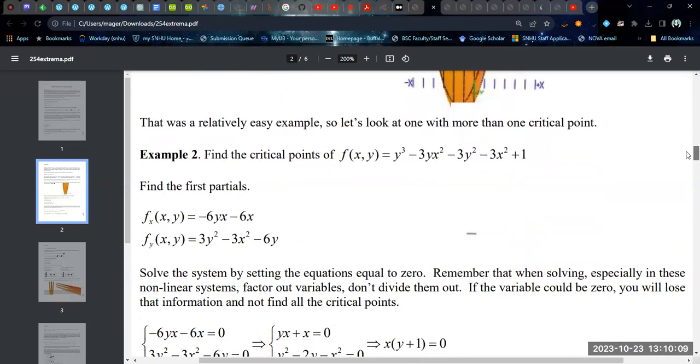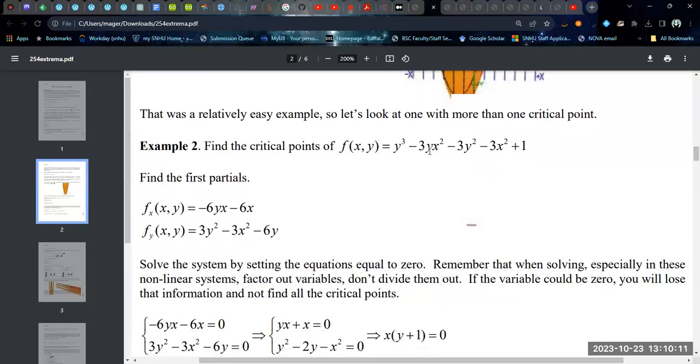Now we can look at a second example where we have more higher order terms. So there will be more than one critical point. And with these ones, sometimes just keeping track of all the algebra can be a little bit tricky. So it can be helpful to make tables of things in order to keep track of stuff. So the procedure, though, doesn't really change.